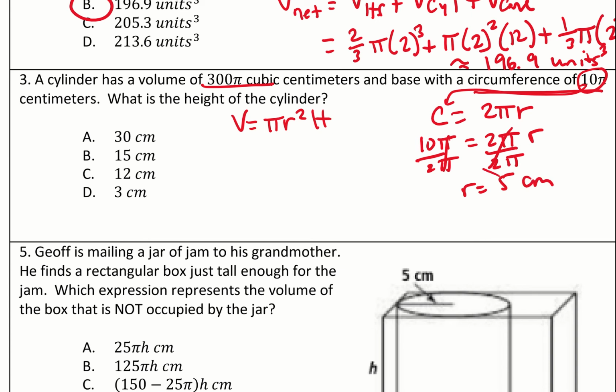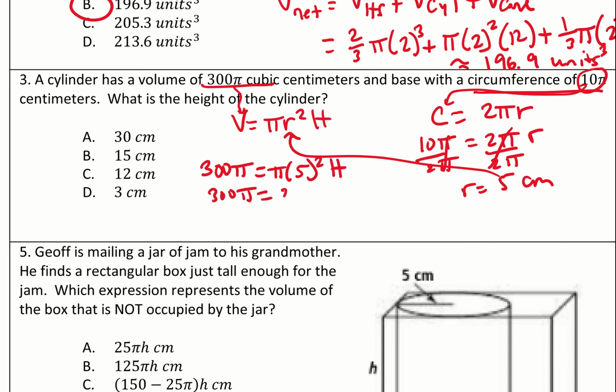We can plug that in for here. And we know that the volume is 300 pi. We can plug that in for there and get the height of the cylinder. So we have 300 pi is equal to 25 pi, 5 times 5. We can divide by 25 pi on both sides. Pi's cancel. 300 divided by 25 is going to be 12. So h is 12 centimeters.